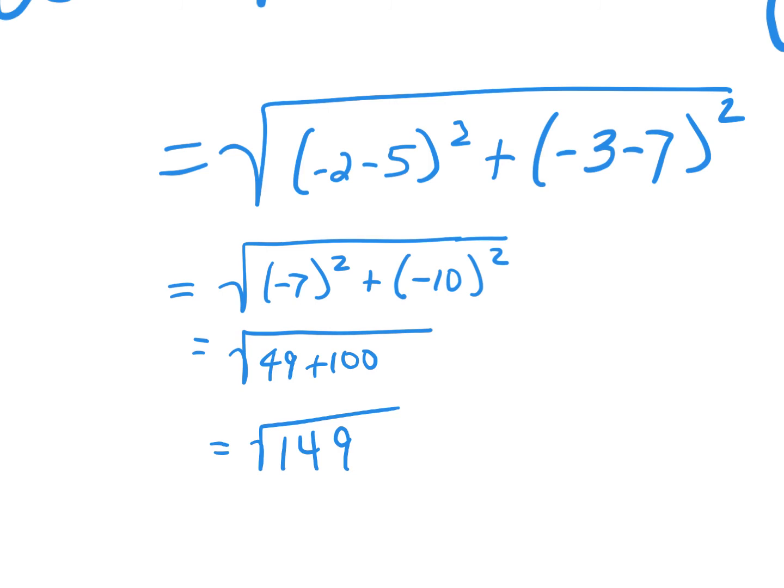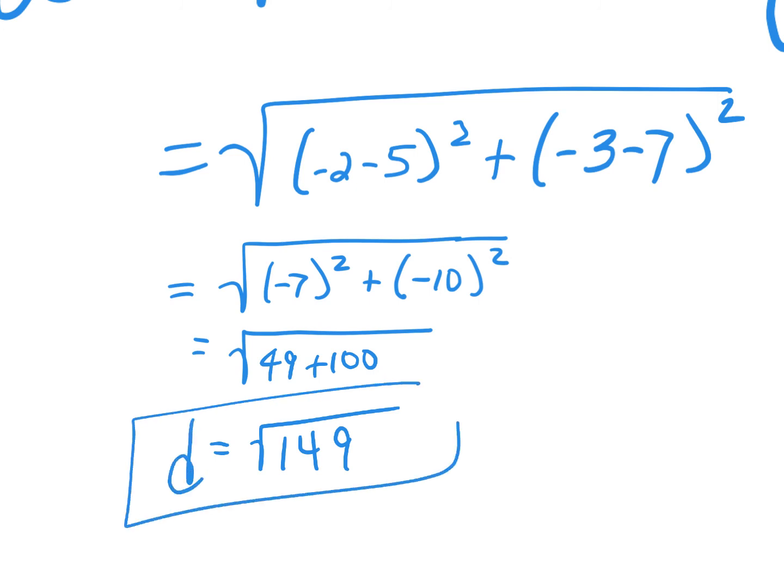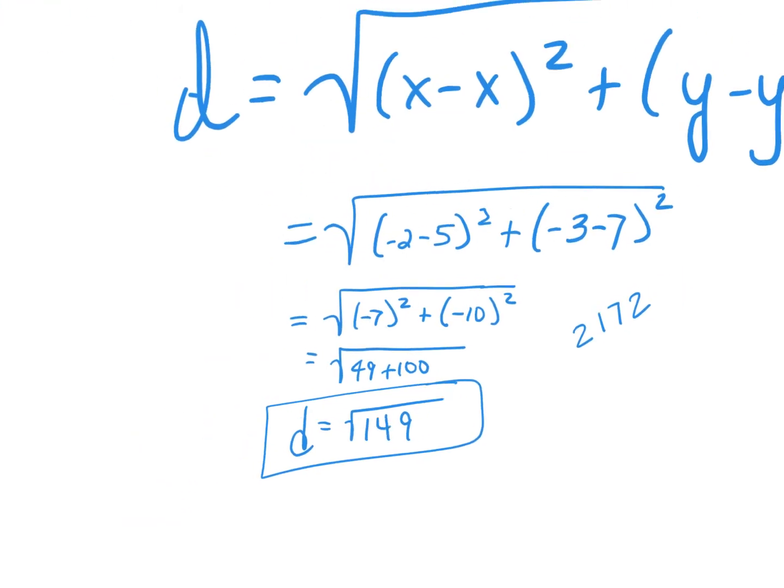Does 2 go into 149? No. Does 3? What's the rule for 3? Anybody remember? They add up. Add up the digits. Good. 9 plus 1 is 10 plus 4 is 14. That doesn't go in. 5 doesn't. 7. Okay, we're good.